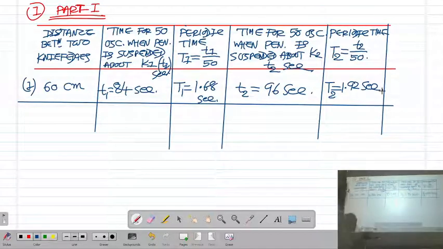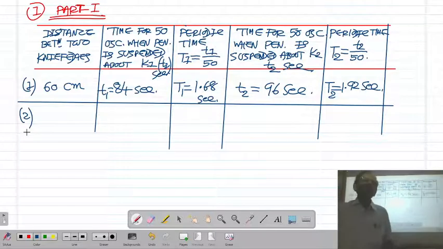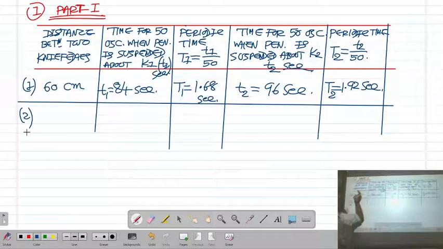Okay. Now, in the first observation, we adjusted the distance between K1 knife edge and K2 knife edge as 60 centimeters. Now, let us change the distance between two knife edges and set it to 80 centimeters.